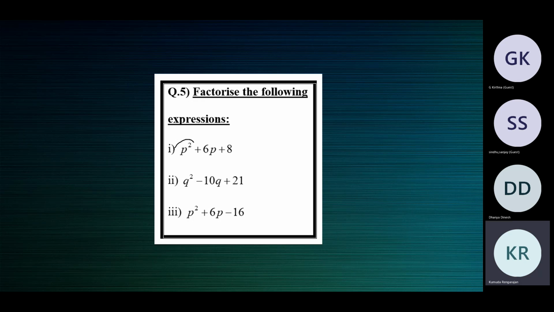See here, I'm saying that this is a perfect square, p the whole square, but this is not a perfect square. No natural number multiplied by itself can give us 8. So you cannot show that it's of the form a squared plus 2ab plus b squared. So the next method which you can use is factorizing by splitting the middle term.